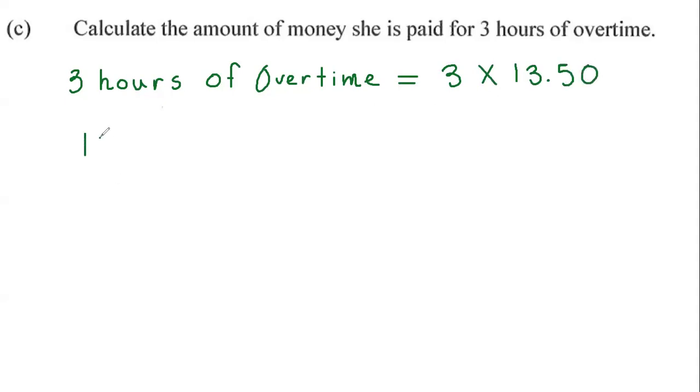So we have 13.50 multiplied by what? Multiplied by 3. Good. We have 3 times 0. 3 times 0 is what? 0. 3 times 5 is? 15. Put the 5 down, carry the 1. 3 times 3 is what? 9 plus 1 is 10. Put the 0 down, put the 1 up. 3 times 1 is 3, plus 1 is 4. Very good.